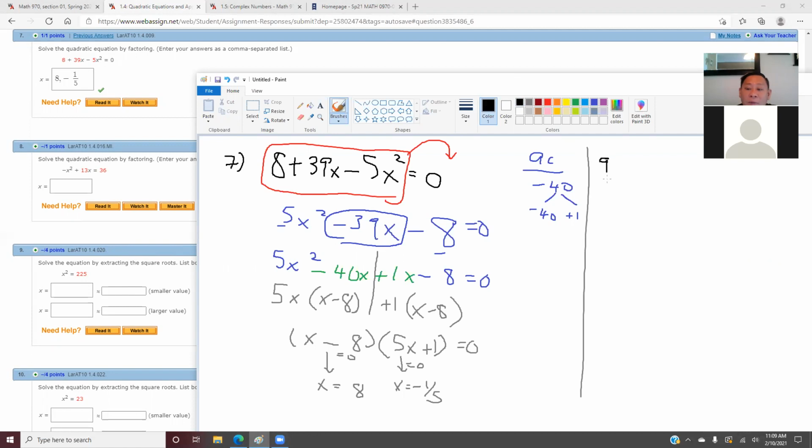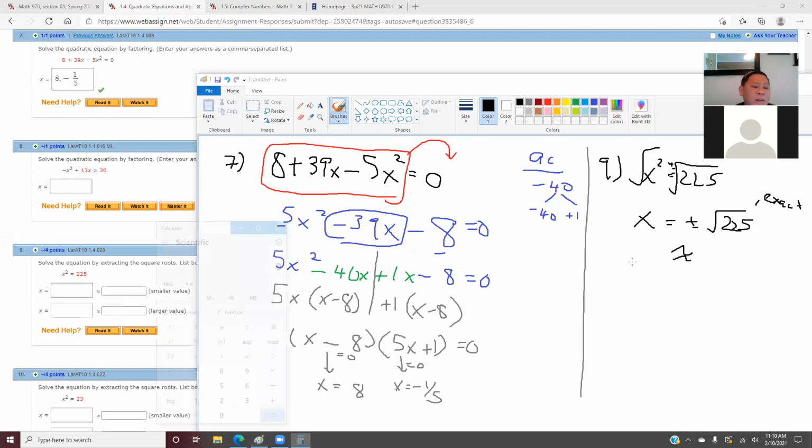For question number 9, we have x squared equals 225. And then you take the square root. When you take a square root, you need to have a plus or minus. That is the square root property they're asking for. So x in this case is plus or minus the square root of 225. This is what they call the exact form. And then you use your calculator to figure out the approximation. I think the square root of 225 is 15.